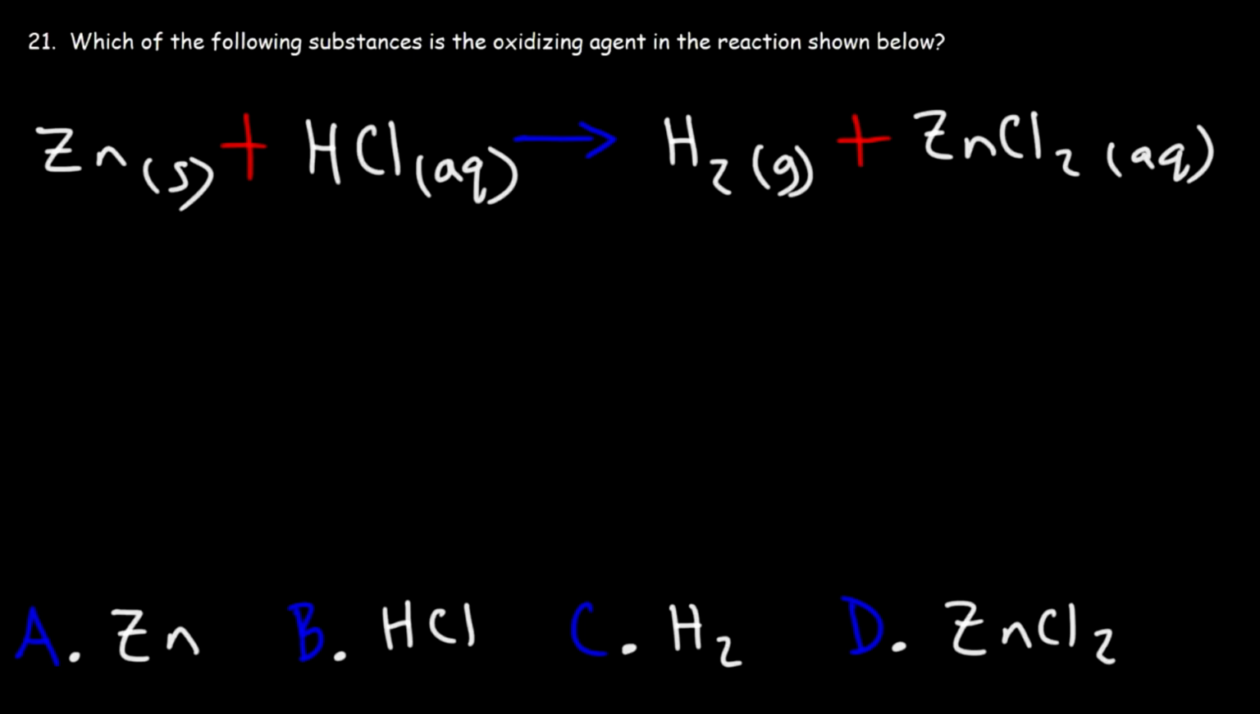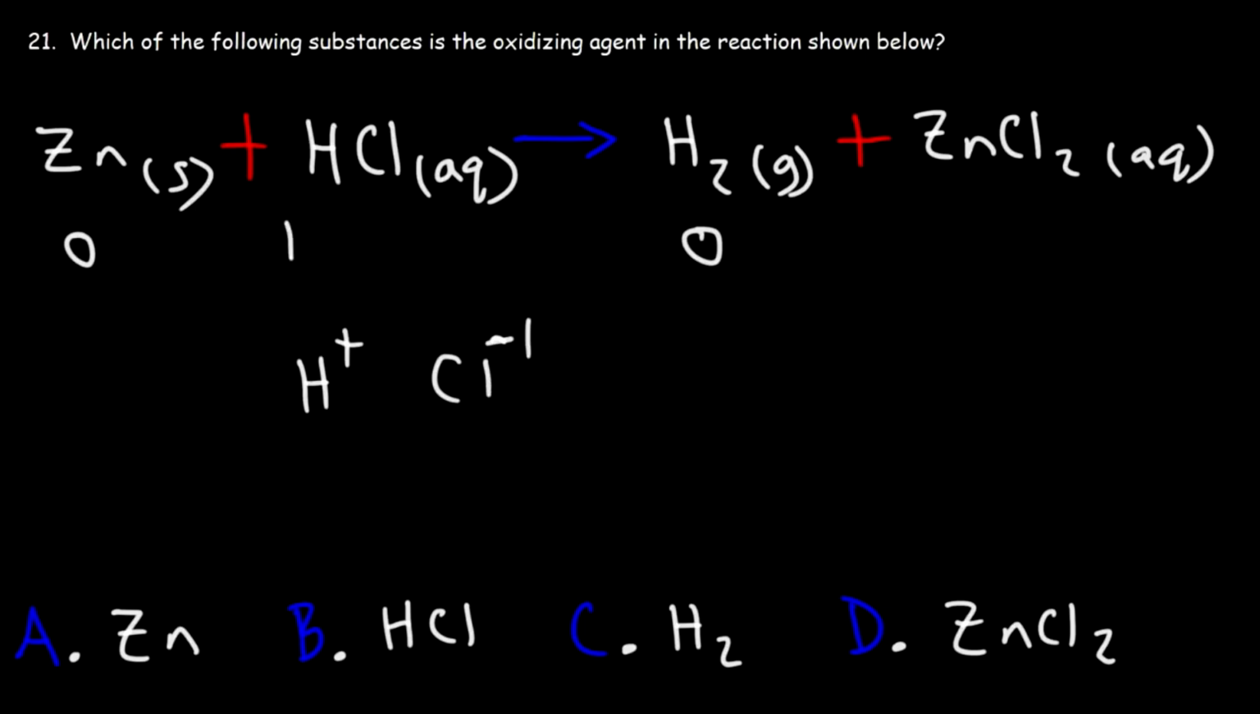In order to answer this question, we need to determine which reactant is oxidized and which one is reduced. So we need to calculate the oxidation states of every element. Now the oxidation state of a pure element is 0. So for zinc metal and hydrogen gas, the oxidation state is 0. Now, what is the oxidation state of hydrogen and chloride in HCl? In HCl, hydrogen has a +1 charge, chloride has a -1 charge.